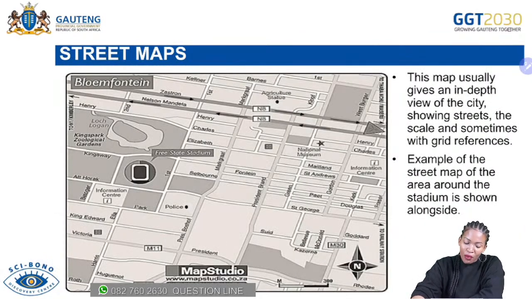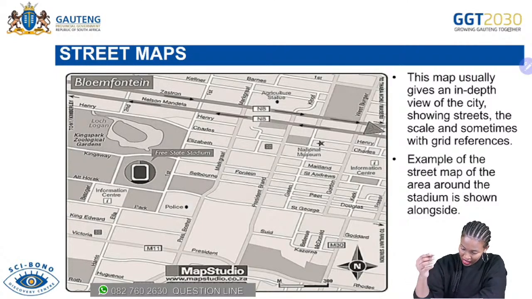And then we've got an example of a street map, guys. The street map usually gives an in-depth view of the city. It shows the streets, the scale, and sometimes it has a grid reference. And then it would also have a compass direction.